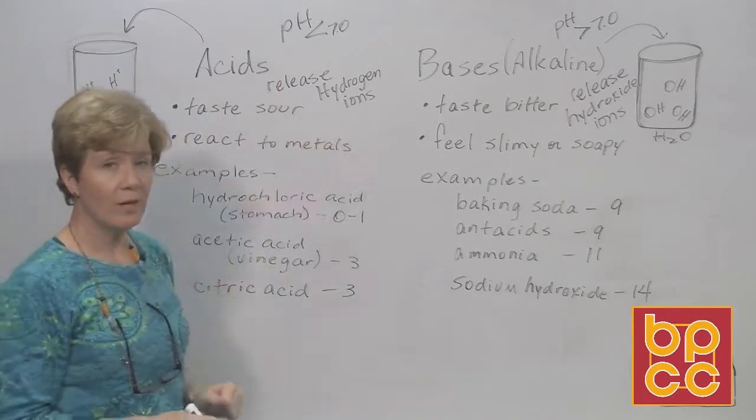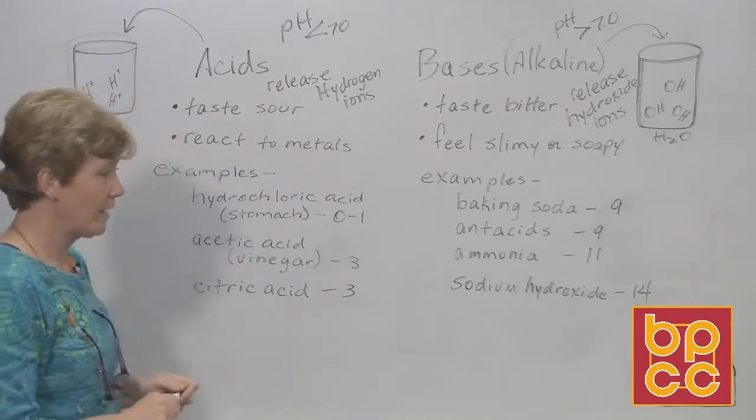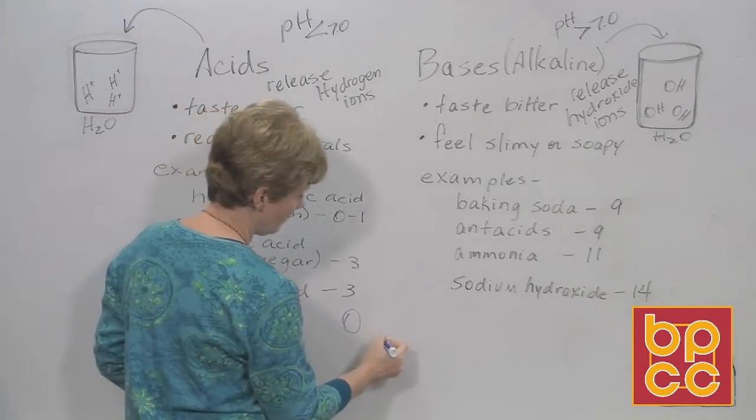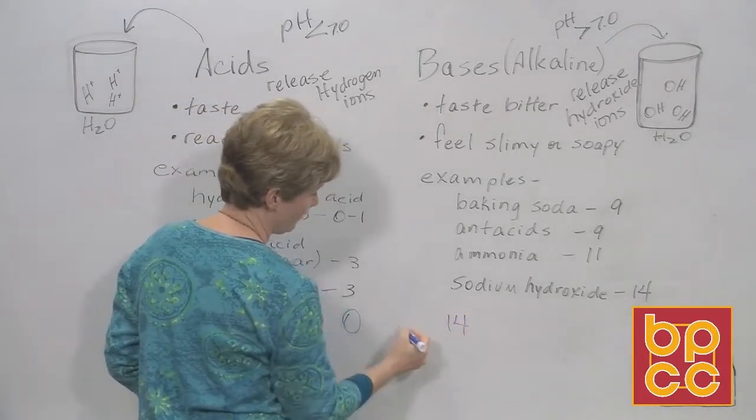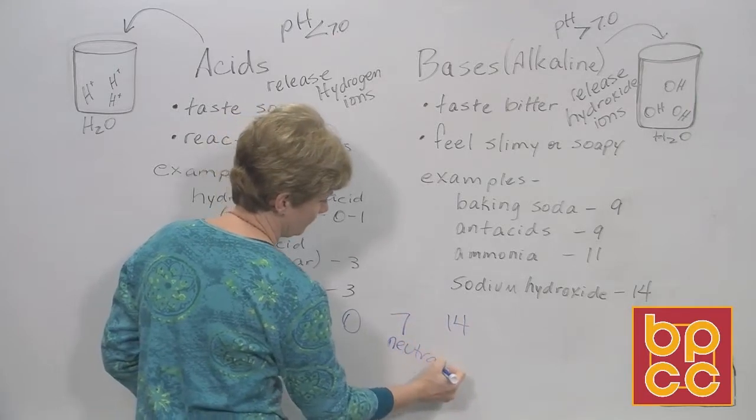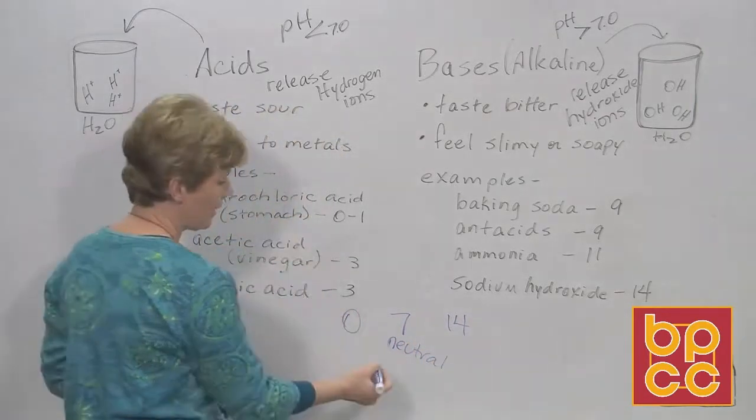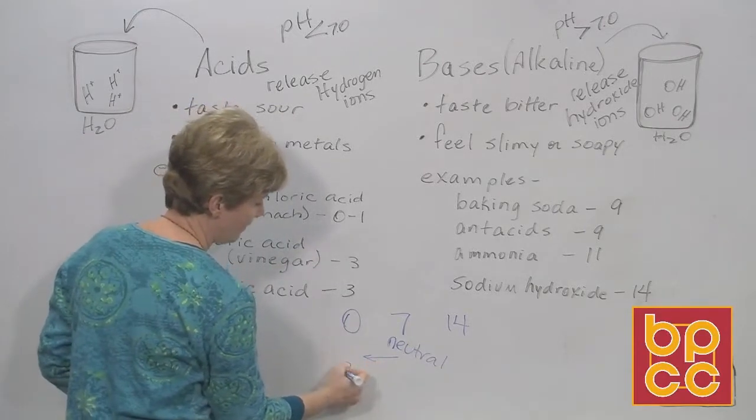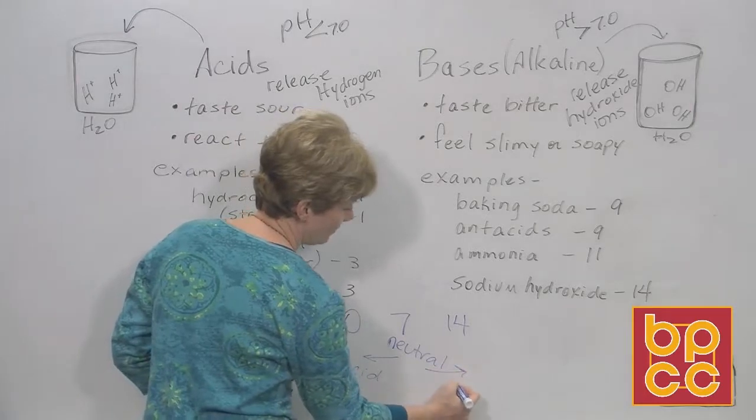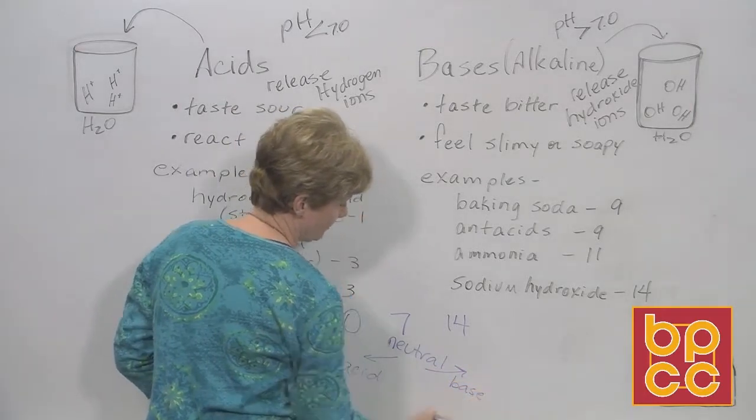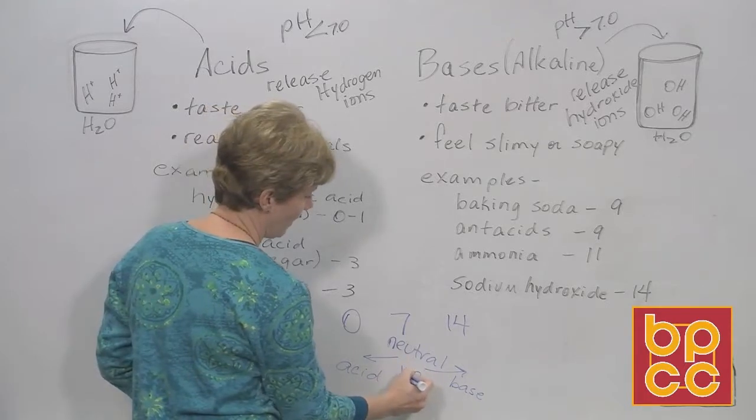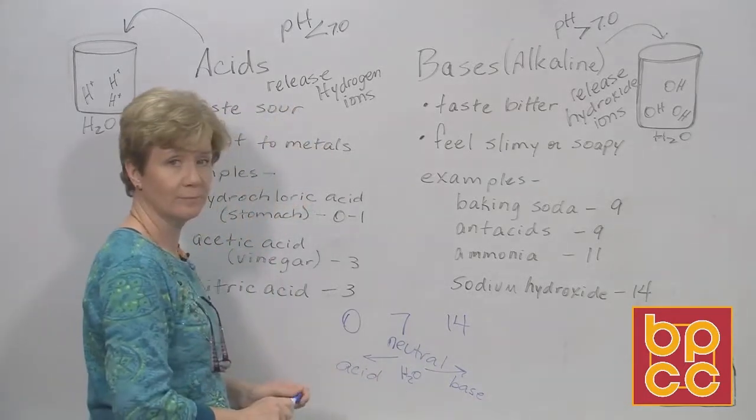So just as a quick overview, when we're looking at pH, remember with pH we have a scale of 0 to 14. 7 is neutral. And what we just looked at here, if it's less than 7, it's going to be an acid. If it's greater than 7, it's going to be a base. Distilled water typically comes in right at 7.0.